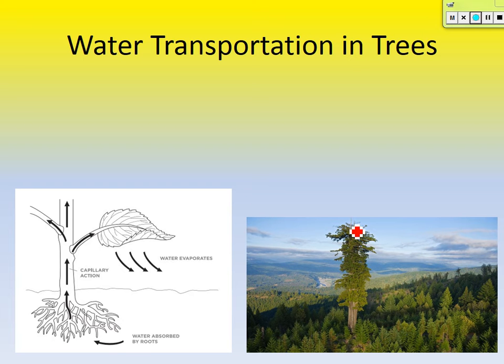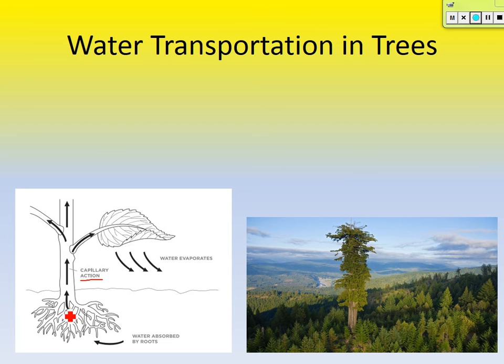It doesn't even have a pump. Like we have a pump in our body to get blood up to our head and everywhere that we need it. Trees don't have pumps. How does it work? Good. Capillary action, adhesion, and cohesion. This is happening in plants as well. So you see here on this slide, capillary action.